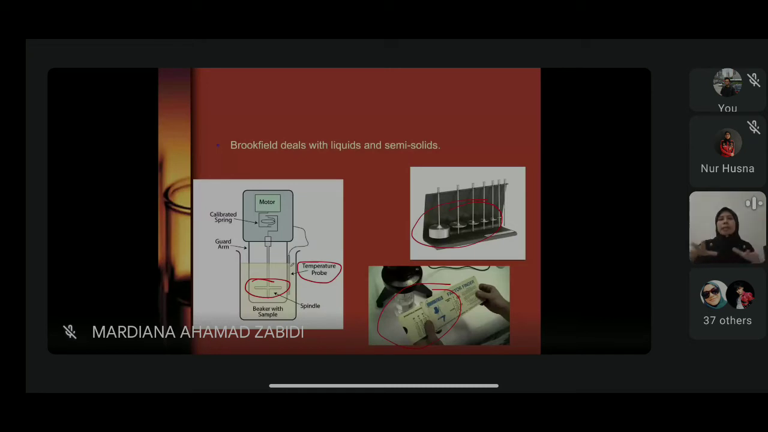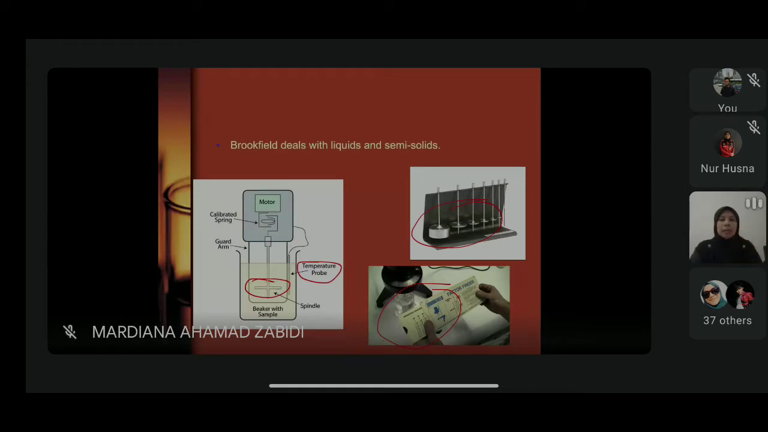You jangan ambil kata macam, oh dekat Malaysia kita tak sampai lah 25 degrees Celsius. No, this one is internationally known. 25 degrees Celsius basically is regarded as room temperature. So if let's say your product is too cold, then you need to increase the temperature to 25 degrees Celsius. If your product is too hot, then you need to reduce the temperature so that it goes to 25 degrees Celsius. So when you are measuring viscosity, it must be fixed at a certain temperature depending on which temperature you are working with. But normally it will be 25 degrees Celsius.